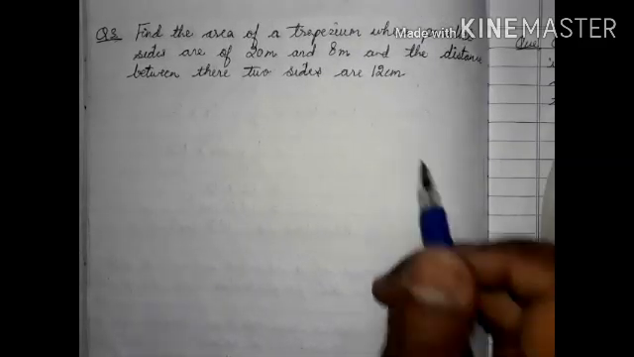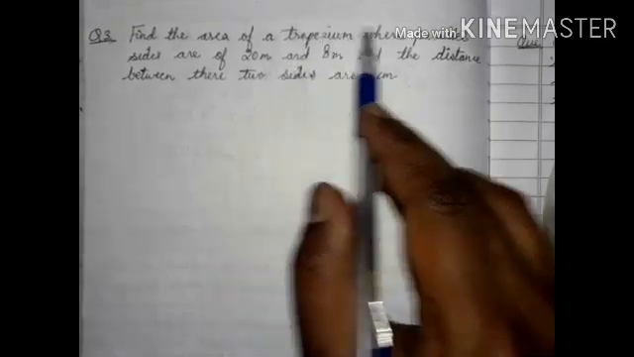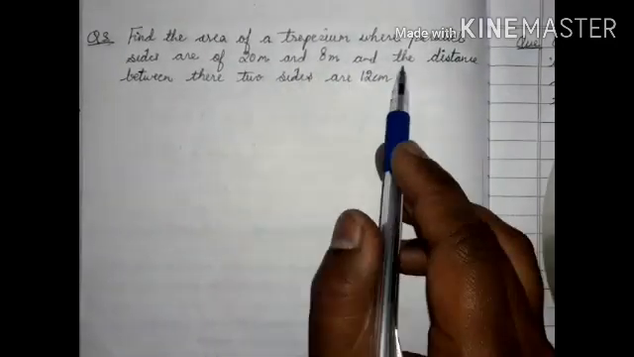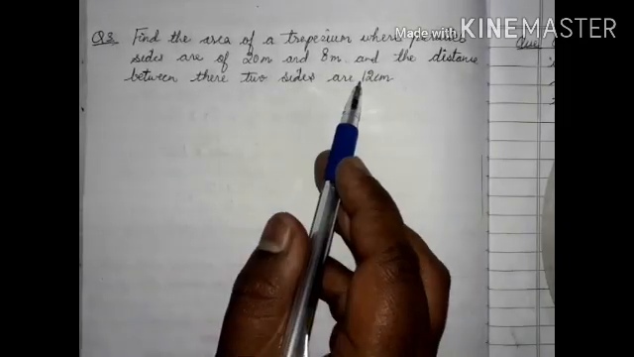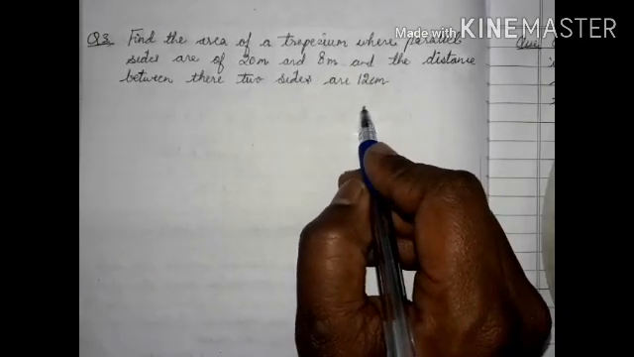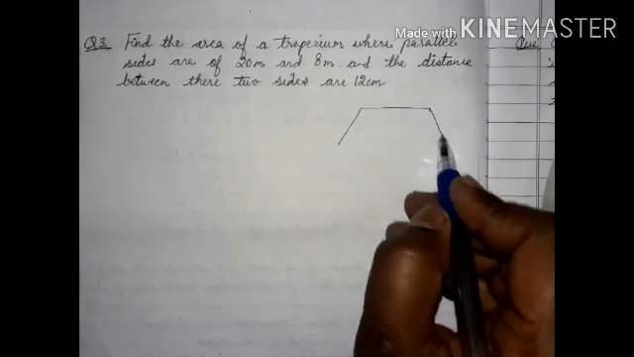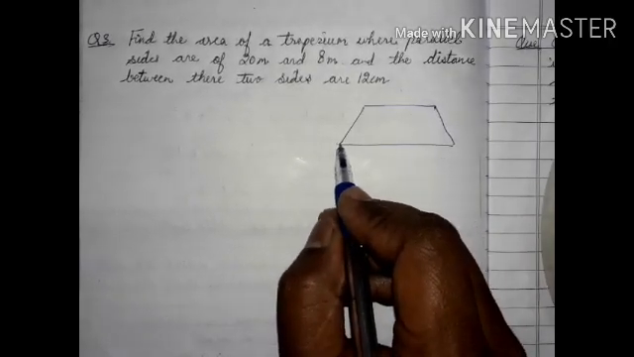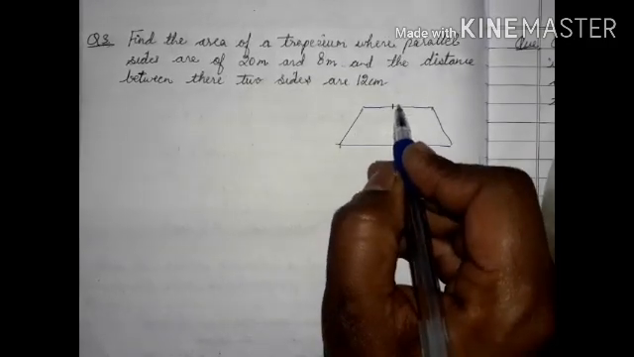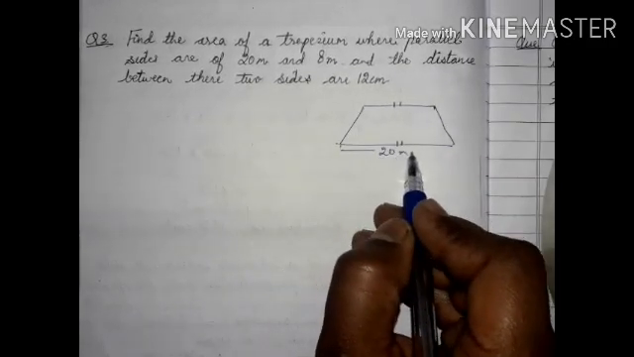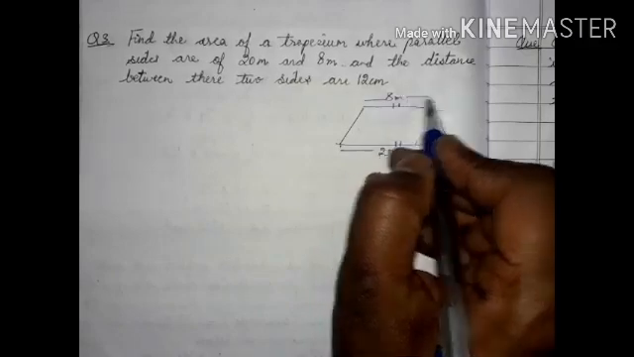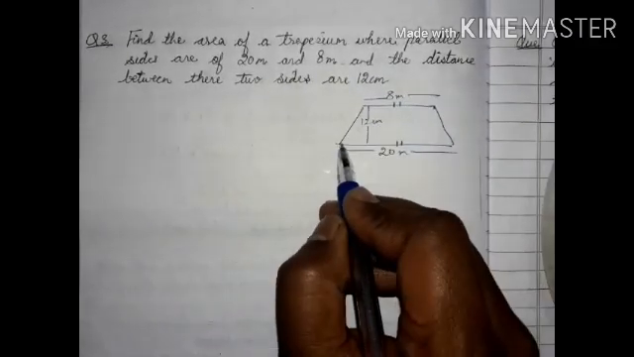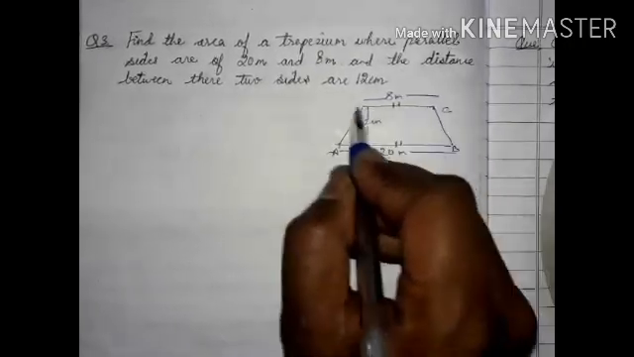Question number third. Find the area of a trapezium where parallel sides are of 20 meter and 8 meter and the distance between the two sides is 12 centimeter. So here we are going to make one trapezium. This is a trapezium with two parallel sides. This is a parallel side, first and second. So first side is 20 meter and second side is 8 meter. And the distance between both sides is 12 centimeter. A, B, C, D.